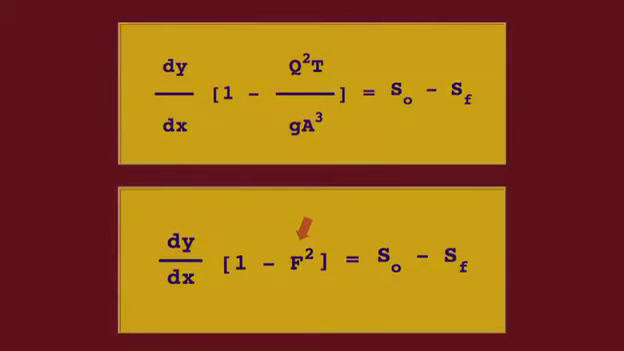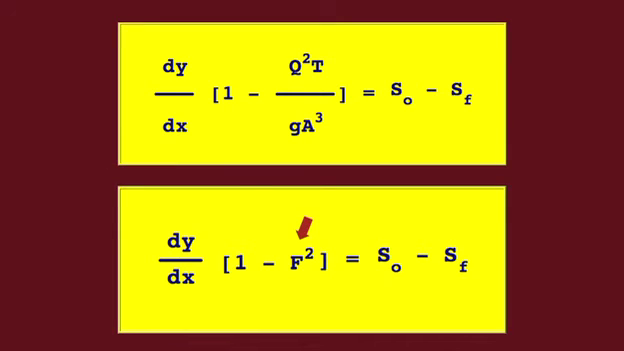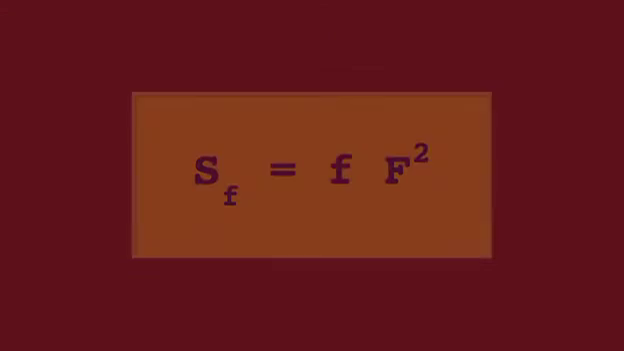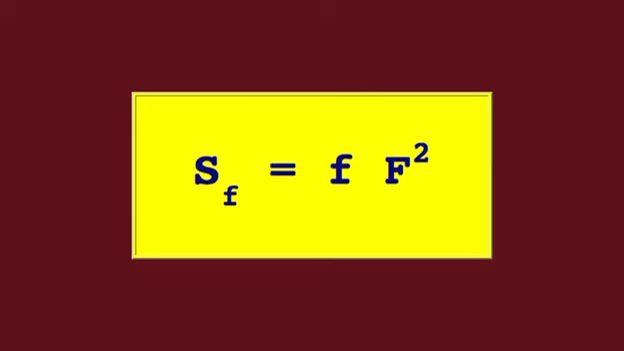From the definition of Froude number, the dimensionless Chézy equation for hydraulically wide channels is... At critical flow, the friction slope is the critical slope. Therefore, the friction factor is equal to the critical slope.